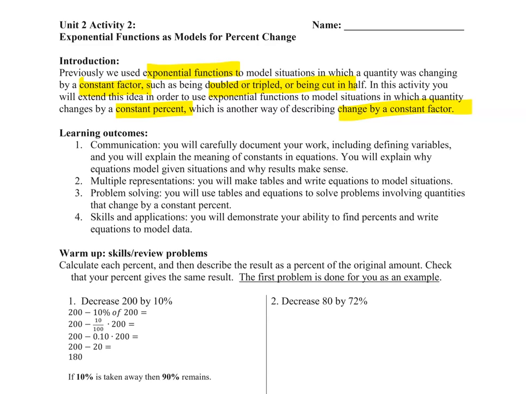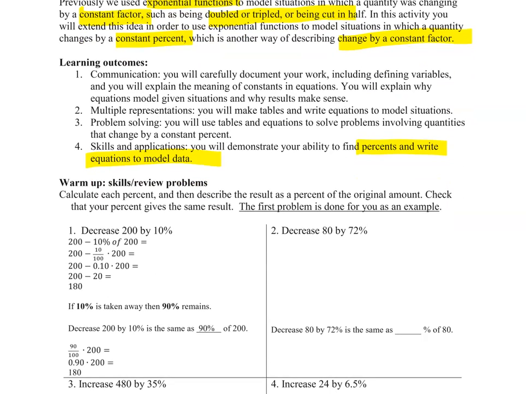Learning outcomes: you will carefully document your work, including defining variables, and you will explain the meaning of constants in equations. You will explain why equations best model given situations and why results make sense. You will also make tables and write equations to model situations. You will use tables and equations to solve problems involving quantities that change by a constant percent, and you will demonstrate your ability to find percents and write equations to model data.